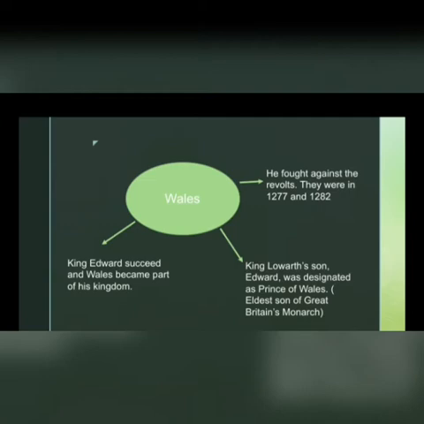After King Llywelyn's death, his son, Edward, was designated as Prince of Wales. That's why, nowadays, the title of Prince of Wales belongs to the eldest son of Great Britain's monarch. Nowadays, the Prince of Wales is Prince Charles, because he is the eldest son of Queen Elizabeth II.